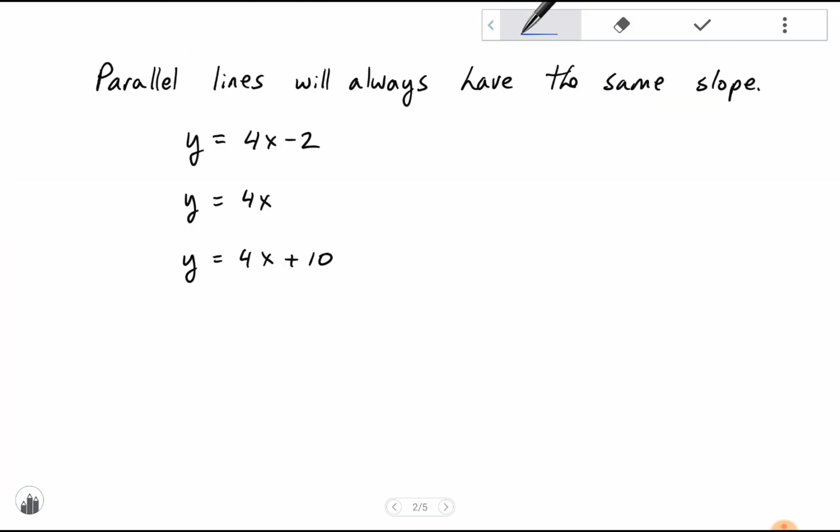So what we say is parallel lines will always have the same slope. Here we can see y equals 4x minus 2, and right away, because it has the same slope as y equals 4x, we can say that they're parallel. And these two lines are parallel to y equals 4x plus 10, because this one also has the same slope. So, same slope, the lines are parallel.